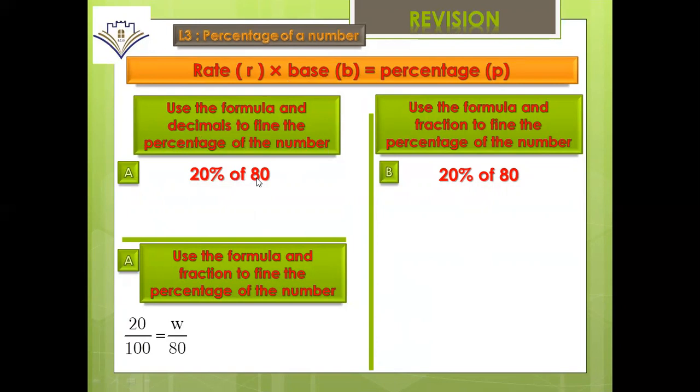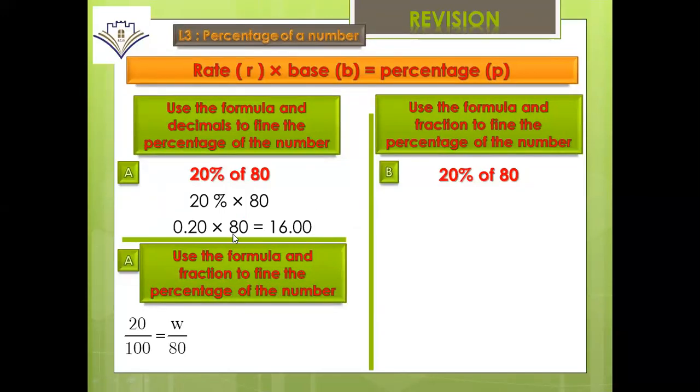20% of 80. Of means multiply. Then 20% is the rate, and the base means the amount. Then 20% multiplied by 80. 20% means 0.20, or 20 hundredths, multiplied by 80. Firstly, put down the 0, and then 8 multiplied by 2 equals 16. The point goes after two decimal places. Then the answer is 16.